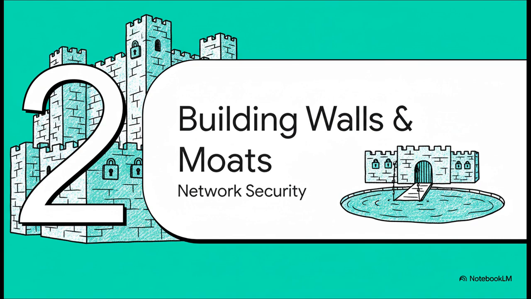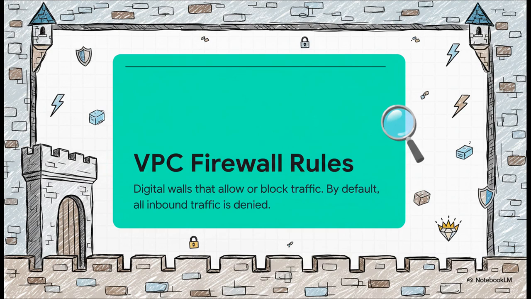Okay, so we've handled the keys, the gates are under control. Now it's time to build the actual walls and dig the moats. This next layer is all about network security. You know, the big perimeter that protects our entire kingdom from the wild world outside. So your main digital walls in GCP are called VPC firewall rules, and think of them as these huge, thick walls with really heavily guarded gates.